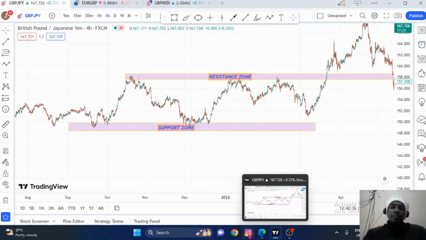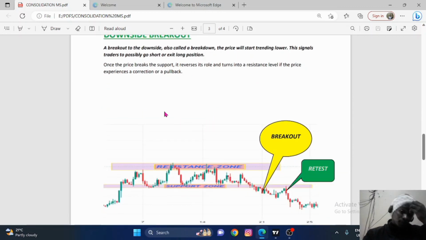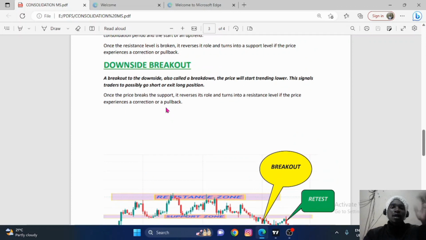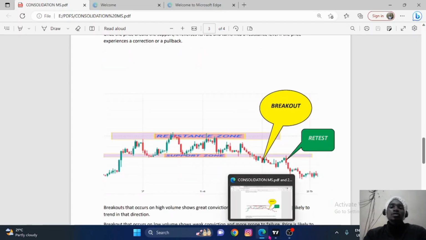Let's now go to the second part, whereby we shall be talking about the downside breakout. A breakout to the downside is also called a breakdown. The price will start trending lower. This signals traders to possibly go for shorts or exit long positions. And I have a good illustration here. Let's go into our chart.